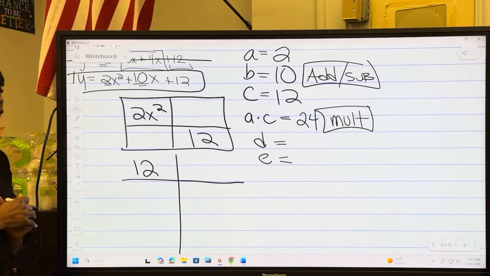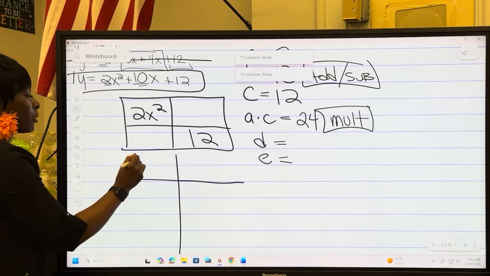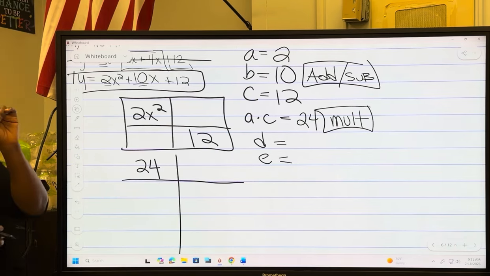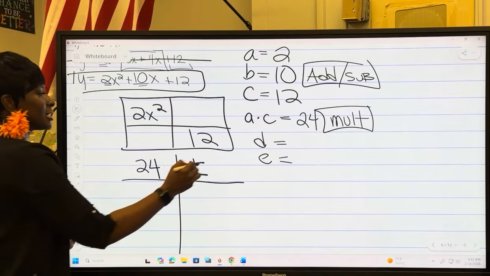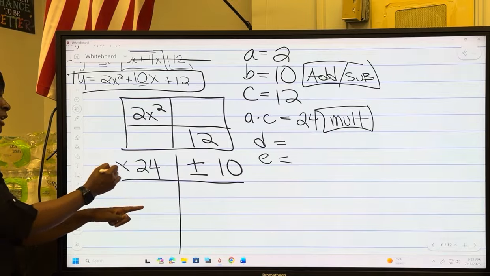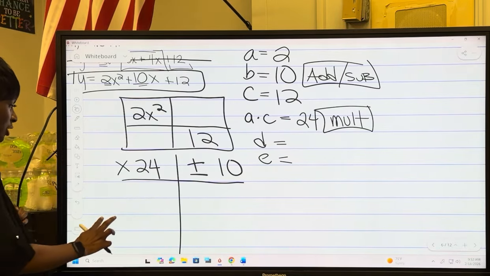24. I'm sorry, you're right. Two numbers that multiply to give me 24, but add or subtract to give me what? 10. Stay with me. They multiply to give me 24, but they add or subtract to give me 10. All right, so let's go.